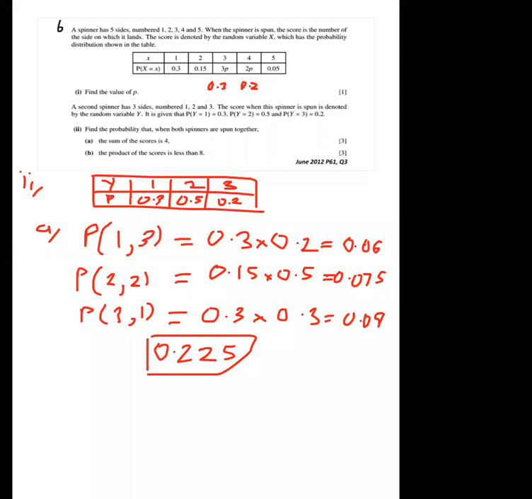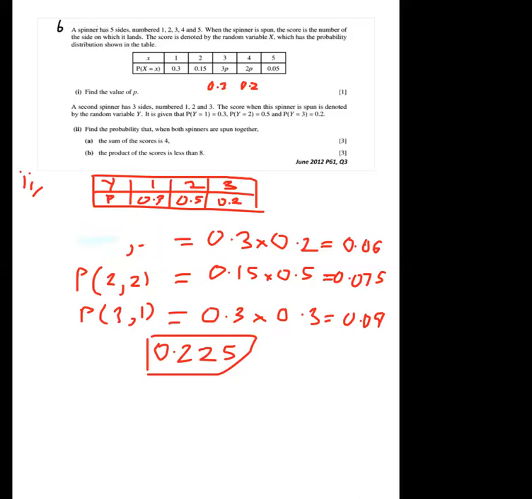So again, I'll just label which value came from where. For the first one, we got 1 on x and then 3 on y. So 1 on x is 0.3 and 3 on y is 0.2. So that's why 0.3 times 0.2. For the second one, 2 and 2 on both. So 2 had 0.15 on x and 0.5 on y. So 0.15 times 0.5. For the third one, it's 3 on x and 1 on y. 3 on x we found 0.3 and 1 on y was 0.3. So 0.3 times 0.3. And then we just added them all up. So we got the answer.